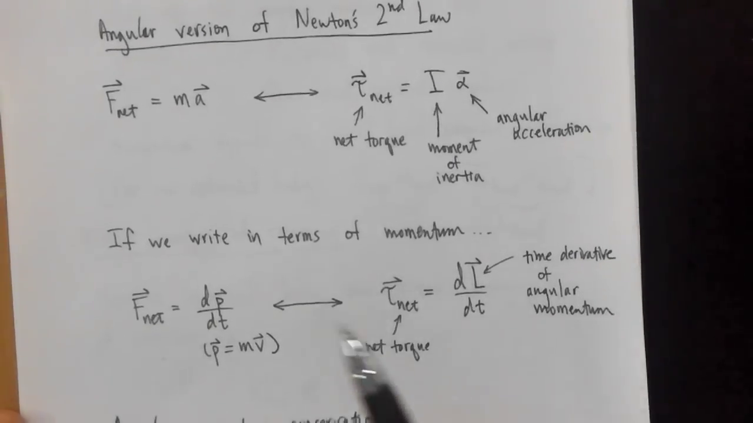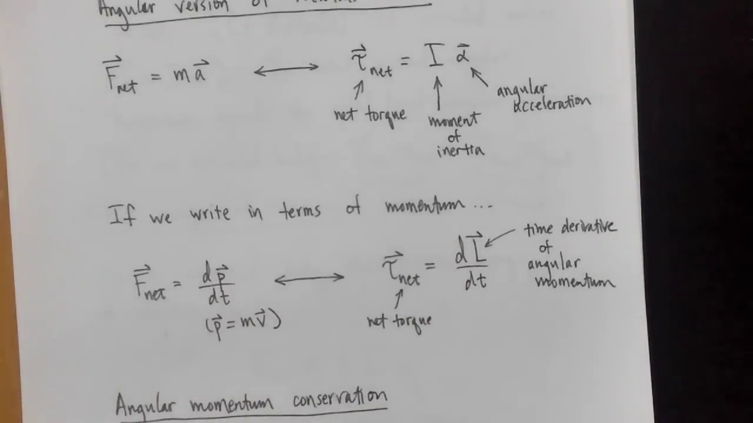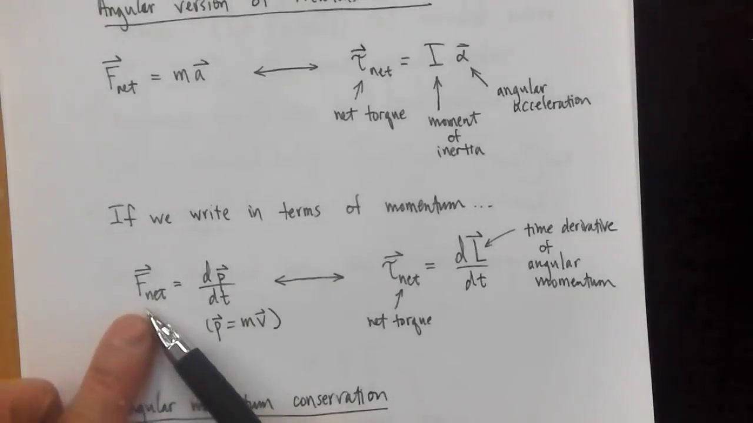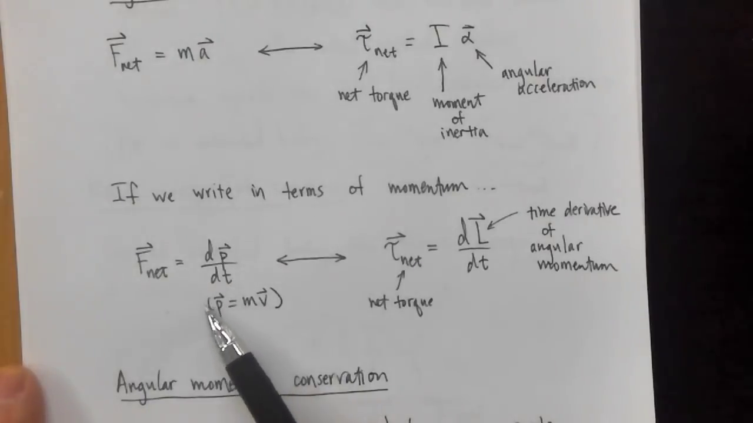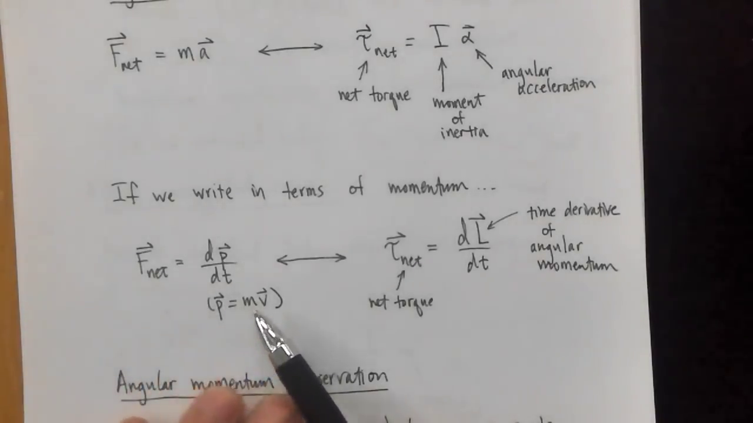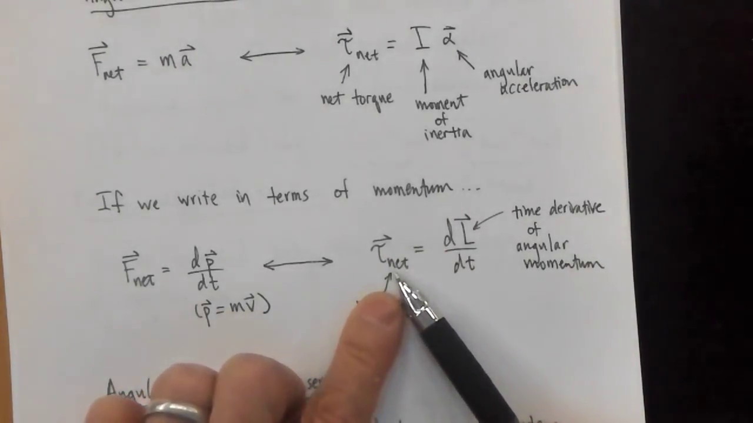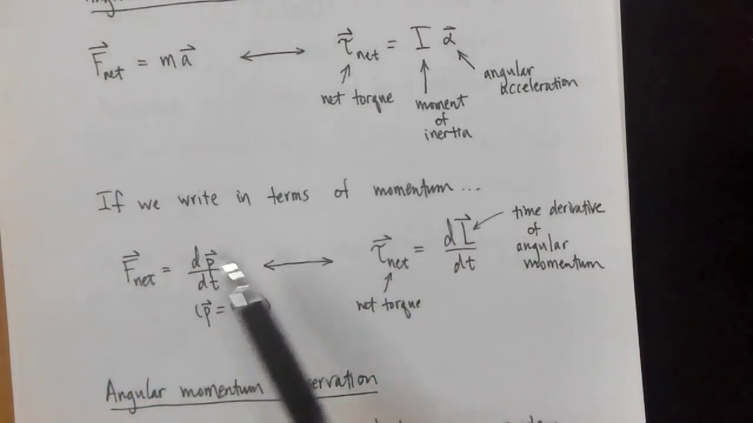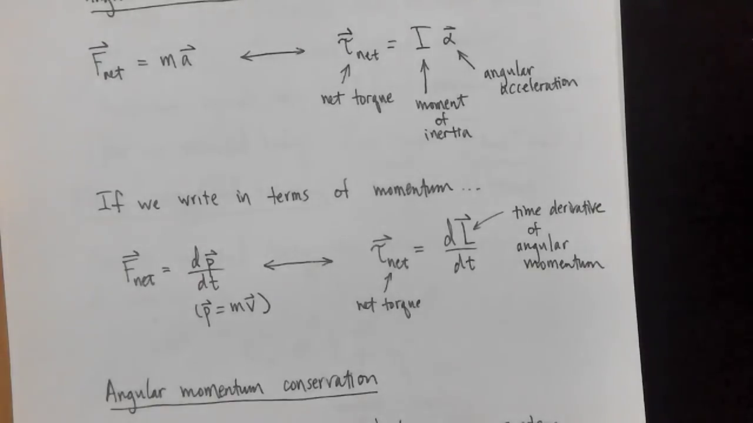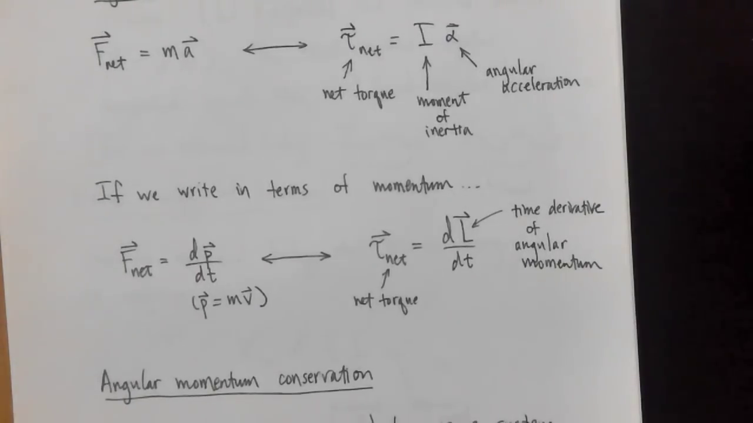Now, we can also write this in terms of momentum. The net force, remember, we could also write as the time derivative of the momentum, with P equals mv. We can do the same thing here and say that the net torque is the time derivative of the angular momentum. It's the analog of this guy here. Any questions up to here?